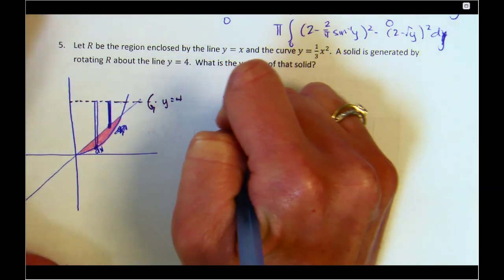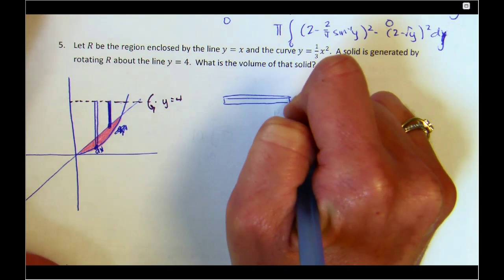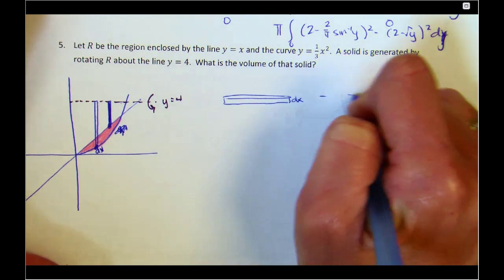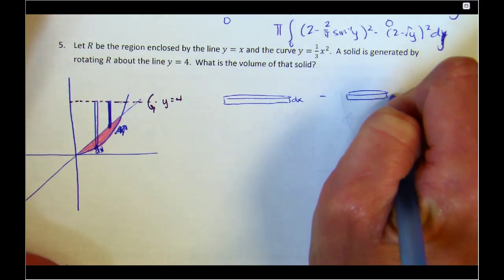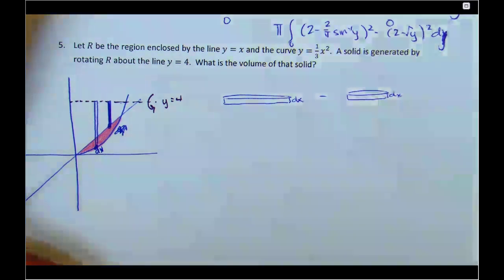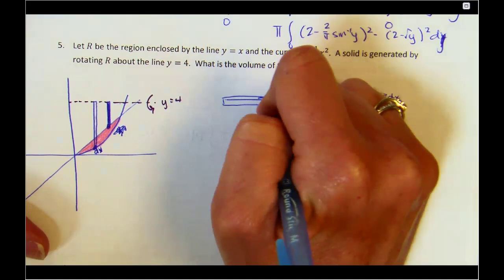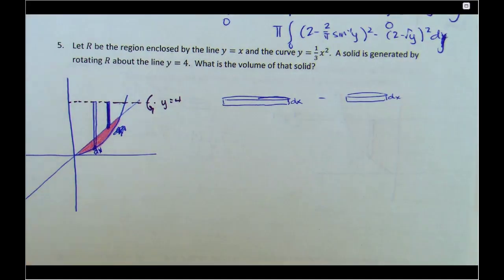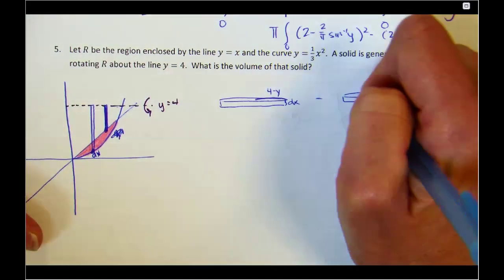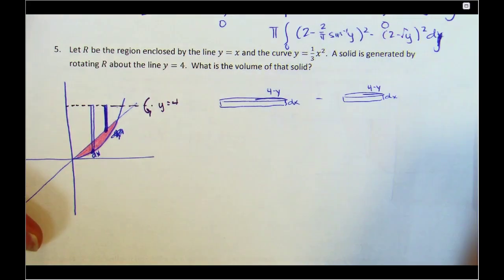Okay, so first question, jelly donut or donut hole? Donut hole. There is a big old hole in the middle, right? So outside minus inside. Okay, now what's the radius in terms of y's? 4 minus y. Okay, this is also 4 minus y. It's just a different y.